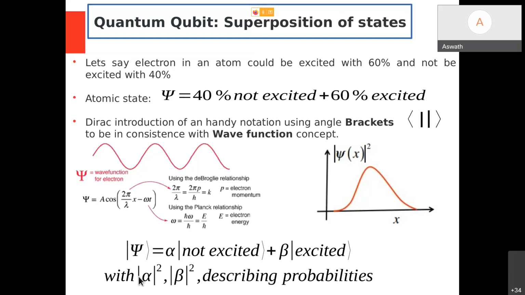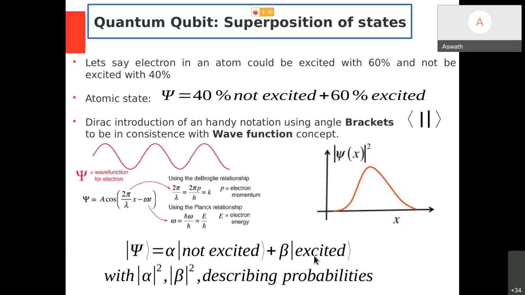Alpha modulus square corresponds to 40%, beta modulus square will correspond to 60%. Okay, now it will make sense for me, even though it will not explain the same waveform, right? So this quantum state representation in the Dirac notation would explain that an electron can be not excited with probability alpha square, and with beta square it can be excited. Okay, so this is the Dirac notation for us.